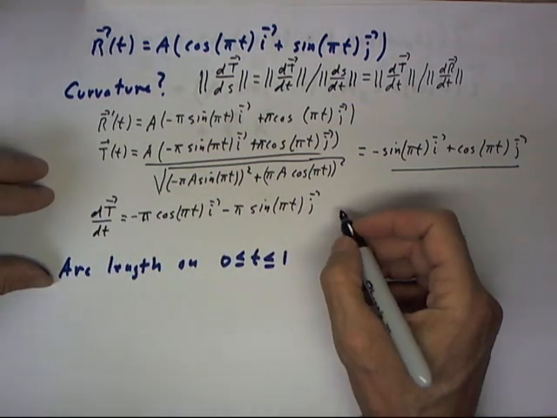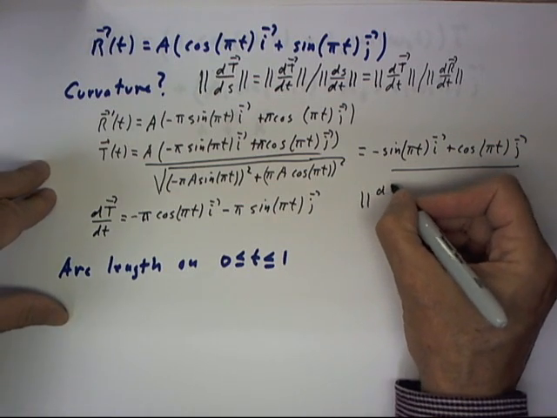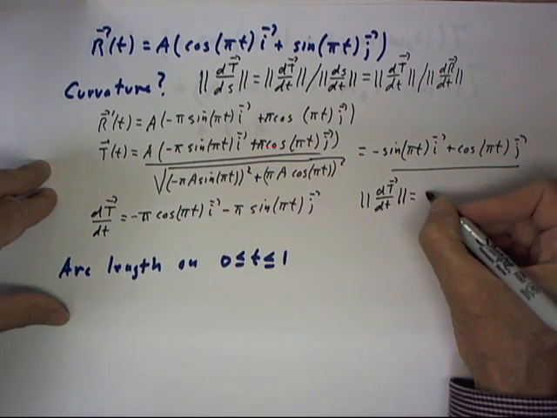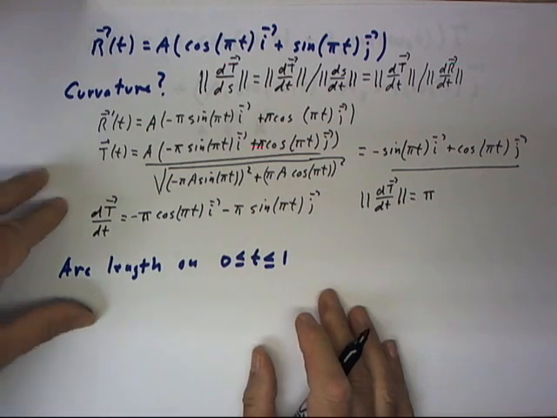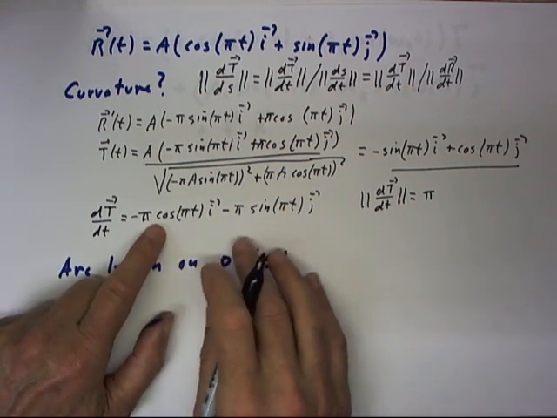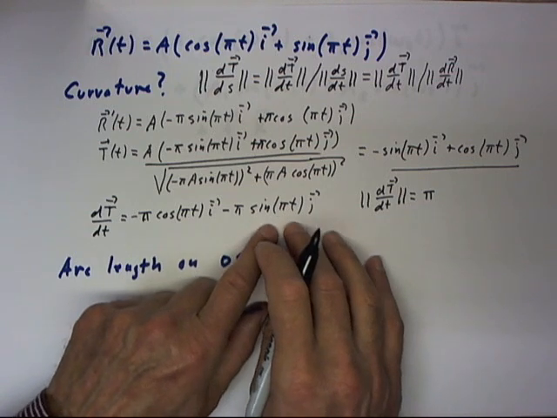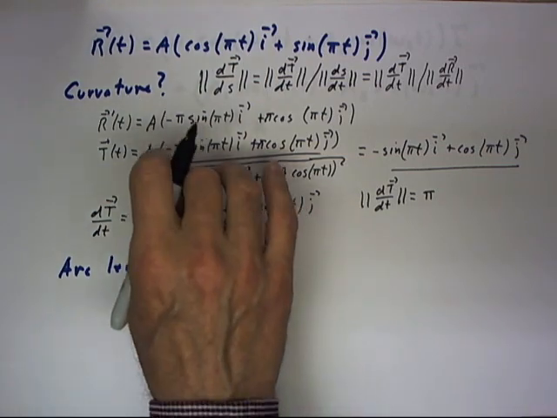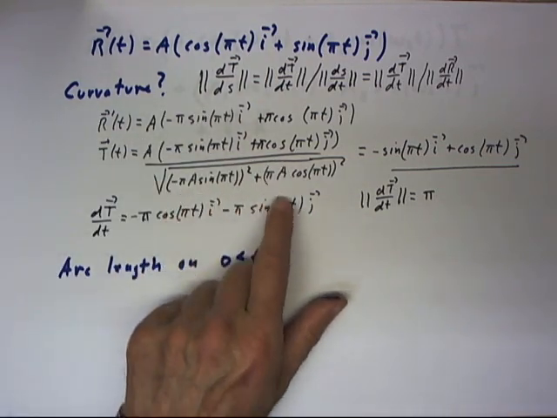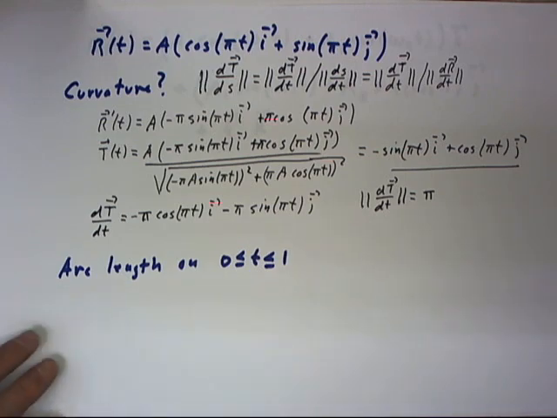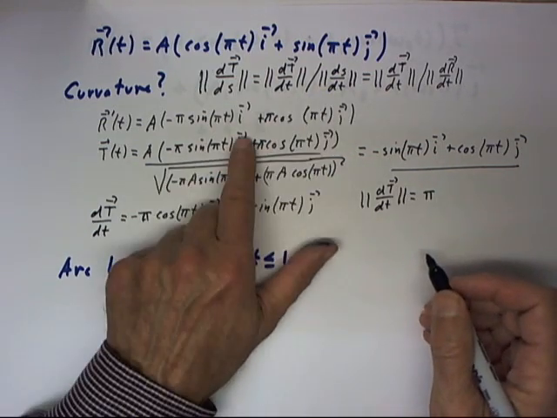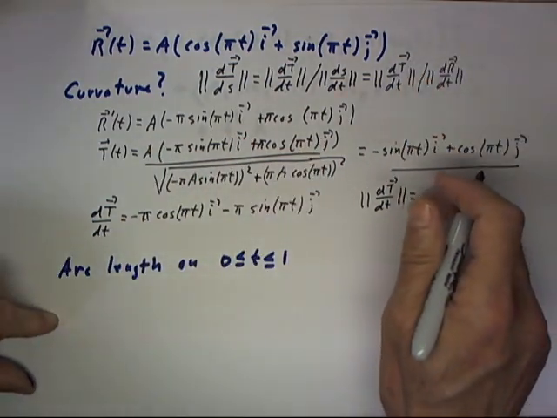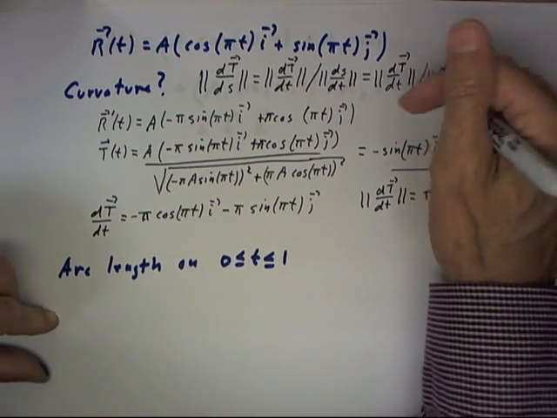The magnitude of this derivative is just pi, and that should be fairly straightforward. Just write out the sum of the squares of these. We're going to have a cosine squared, a sine squared. We're going to be able to factor out a pi squared, factor that out of the square root, just like what we did up here, except we don't have the a term anymore. And then our r prime is just this. We're going to need to divide this by the magnitude of this.